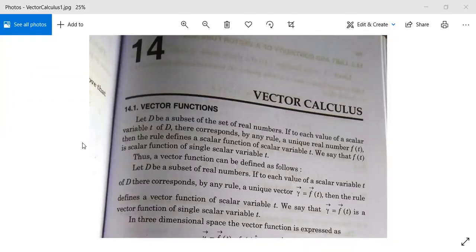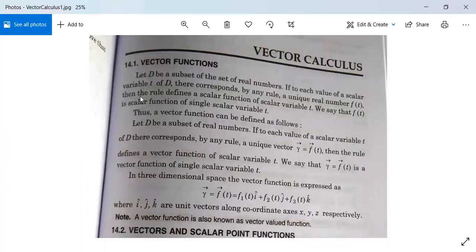Now vector functions. Suppose D be a subset of the set of real numbers. R is a set of real numbers, and we take a subset of it, D. If to each value of a scalar variable t of D, there corresponds by any rule a unique real number f(t), then the rule defines a scalar function of a scalar variable t. Here t is a scalar variable and f(t) is a scalar function. We say that f(t) is a scalar function of a scalar single variable t.